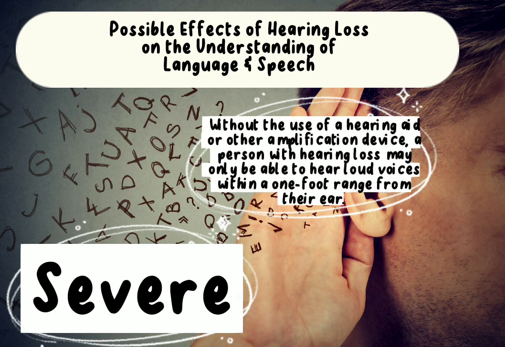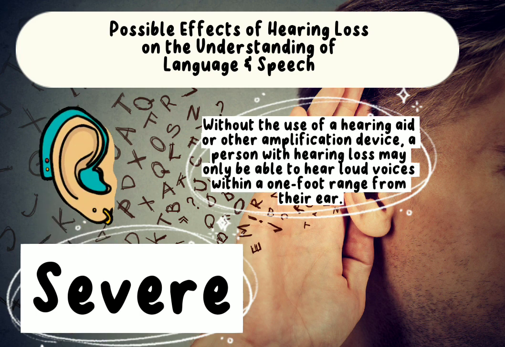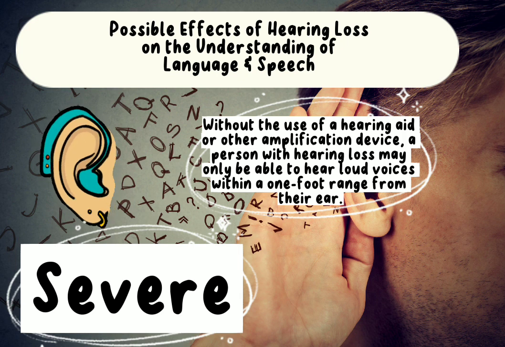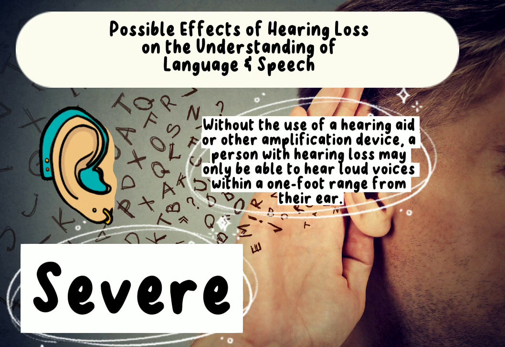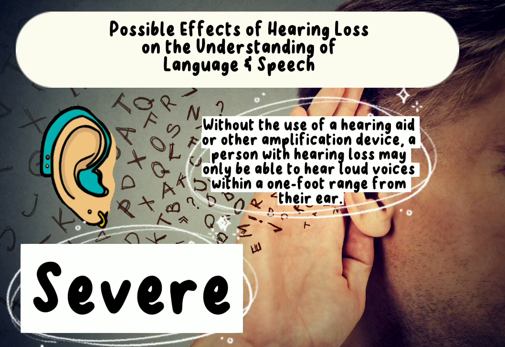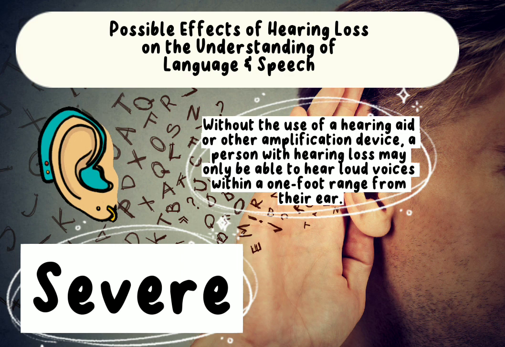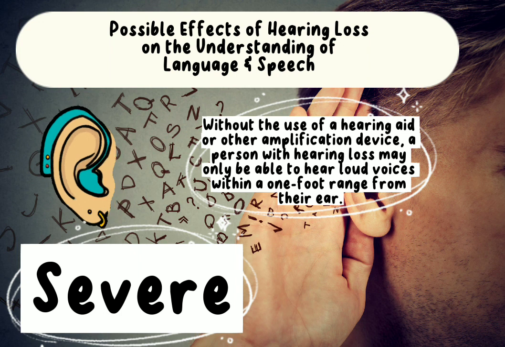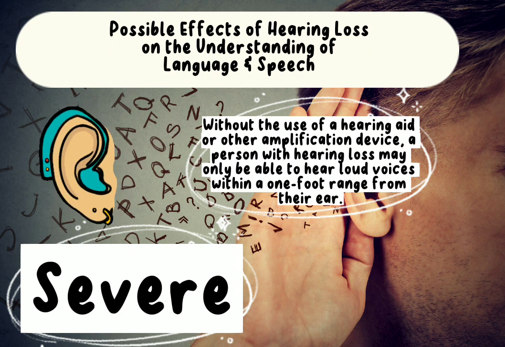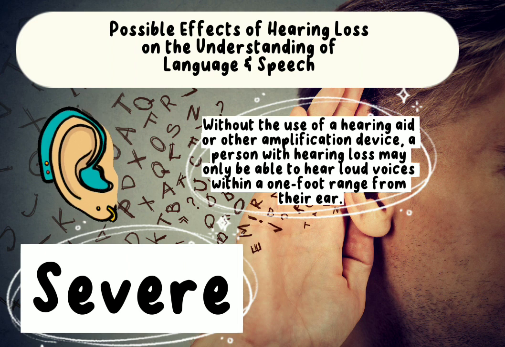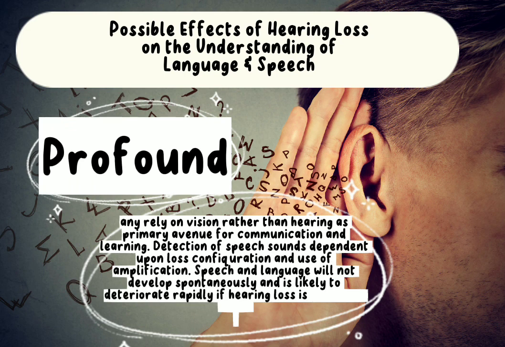Severe. Without amplification, may hear loud voices about 1 foot from the ear. When amplified optimally, children with hearing ability of 90 decibels or better should be able to identify environmental sounds and detect all the sounds of speech. If loss is of prelingual onset, oral language and speech may not develop spontaneously or will be severely delayed. If hearing loss is of recent onset, speech is likely to deteriorate with quality becoming atonal.